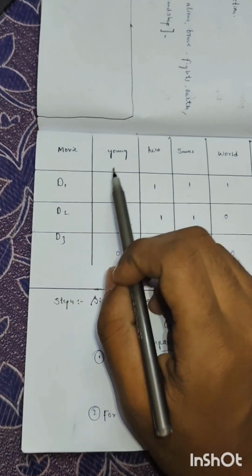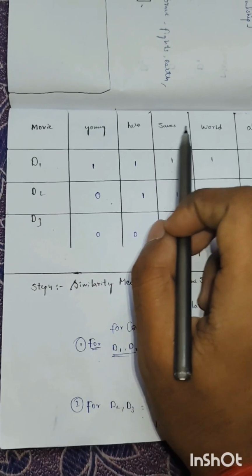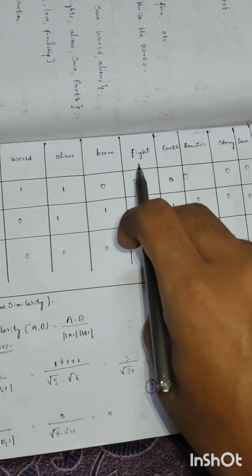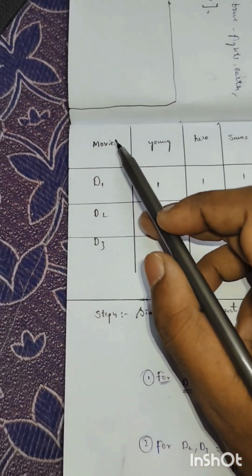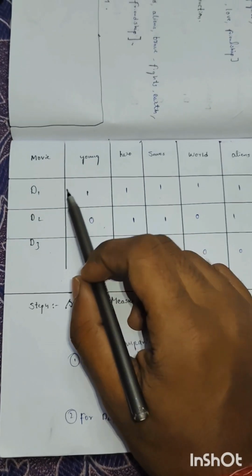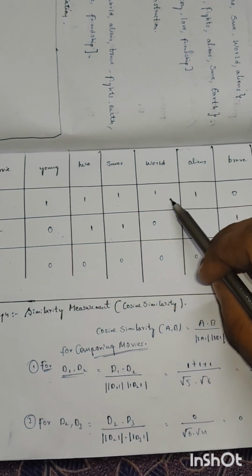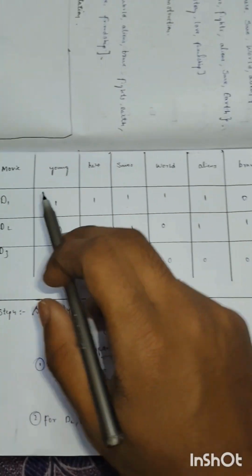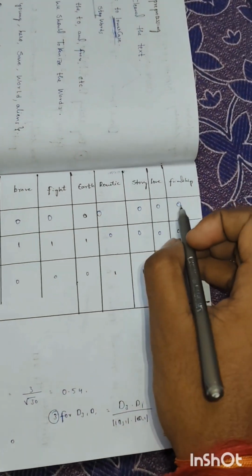Movies D1, D2, D3. These are the vocabulary construction words, I mean unique words from D1, D2, D3: young, hero, save, world, aliens, brave, fight, earth, romantic, story, love, friendship. We write in this order. In D1, young is present, so we write 1. Hero is also present, 1. Save is also present, 1. World is also present, 1. Aliens is also present, 1. Brave is not present in description 1, so it is considered 0. Fight is also not present, 0. Earth is not present, 0, 0, 0.